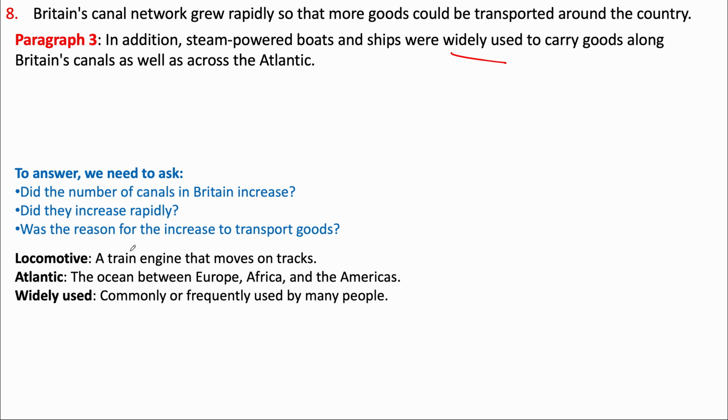Widely used means commonly used. This sentence says boats and ships were used for transporting goods on canals. We don't know the answer to any of these questions based on the information in the text. There is no mention of how many canals were there and whether they increased in number or not. Two terms from the passage can confuse you. One is widely used, which means commonly used. But this says boats and ships were used. Nothing about the number of canals.